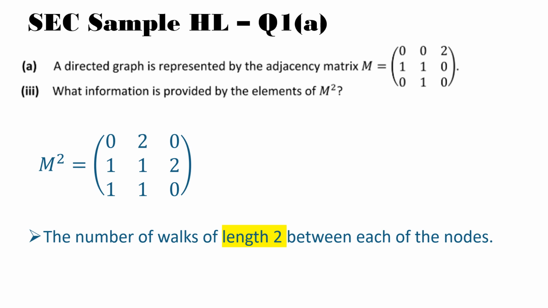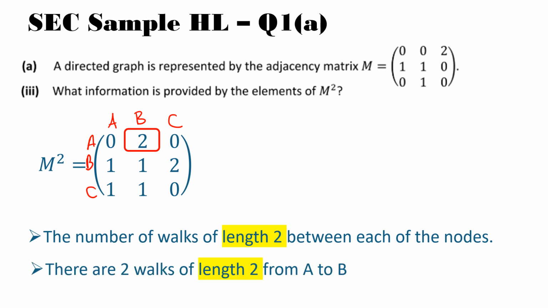So a really good way to explain this clearly in an exam is to take an example. So here we take the 2. So if we label this ABC, ABC, here we're talking about the number of walks of length 2 going from A to B, and that's really important. So there are 2 walks of length 2 from A to B. Really keep an eye on your order there.